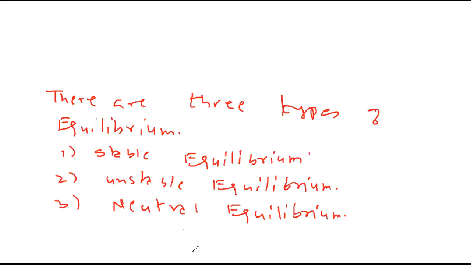Once you are done, tell me. Then with a diagram I will explain what is stable, what is unstable, what is neutral. Yes, done? Now we'll see what stable, unstable, and neutral equilibrium mean.